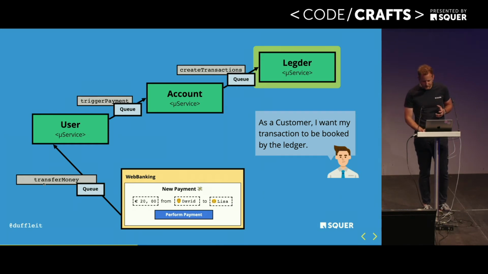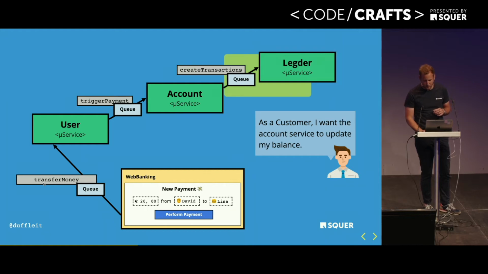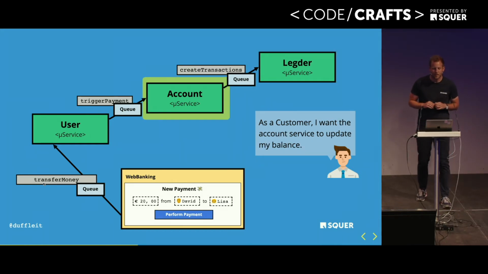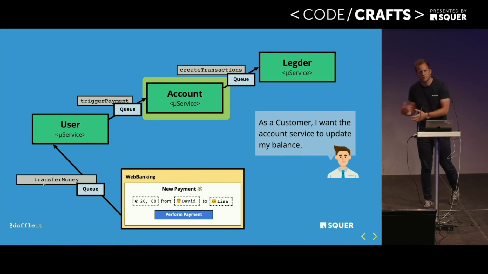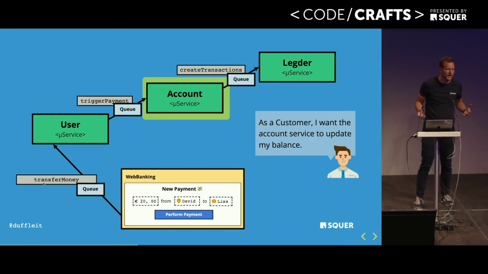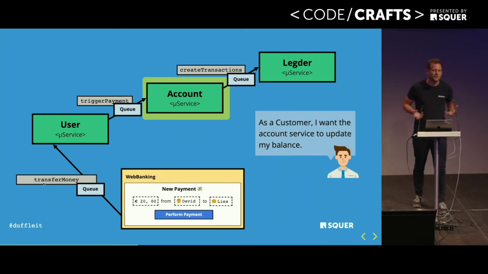As a better solution, maybe the product owner would say, as a customer, I want my account service to update my balance. That makes already a little bit more sense, right? If you want to do a transaction, your balance should be in sync. But still, that's not something users really care about. That's not the impact on the user.